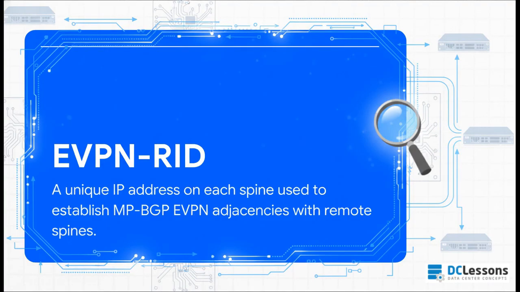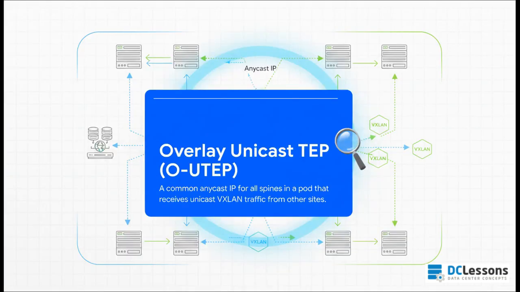The easiest way to think about this is like a unique phone number or IP address for each individual spine switch that's connected to the ISN. This is the address they use to form those multi-protocol BGP sessions with the spines and other sites. It's really the foundation of the whole EVPN control plane. Next, we have the Overlay Unicast Tunnel Endpoint, or OUTEP.